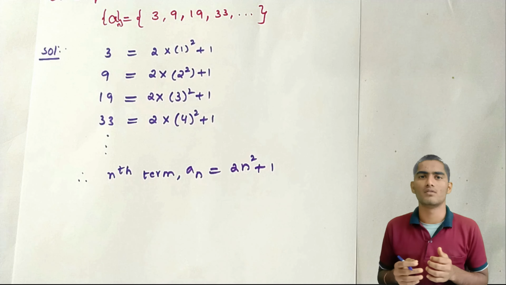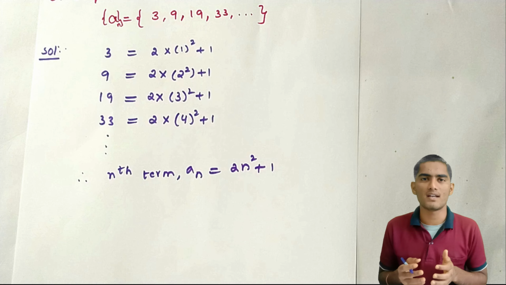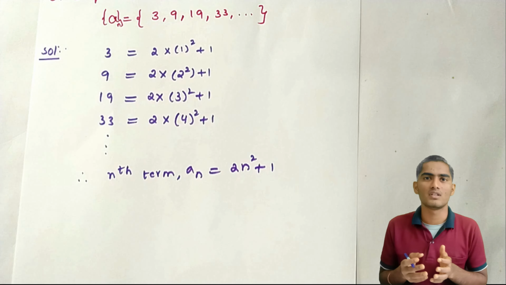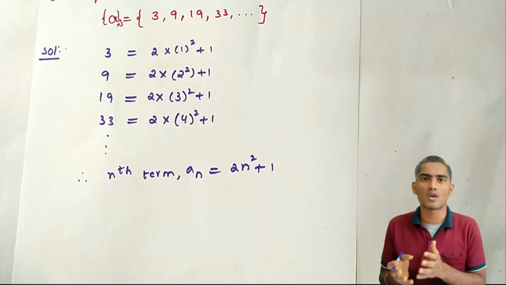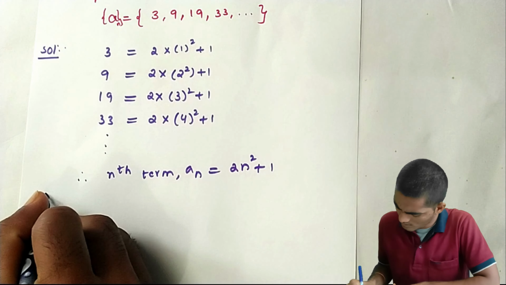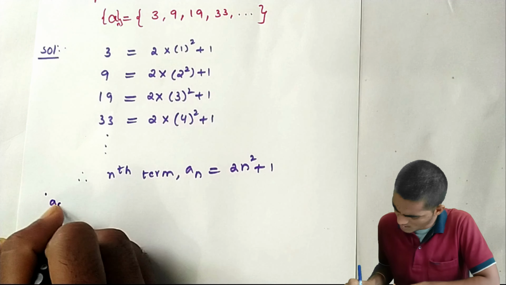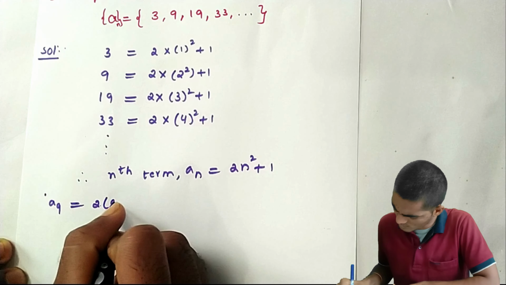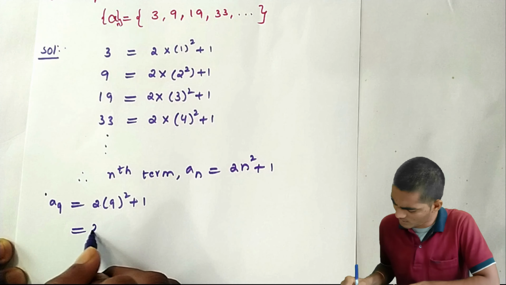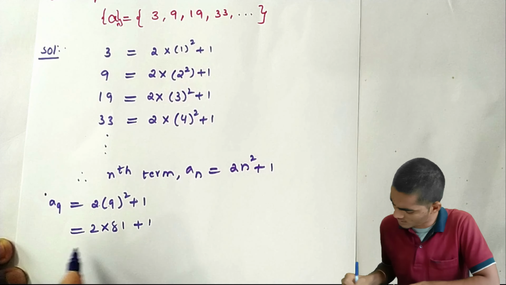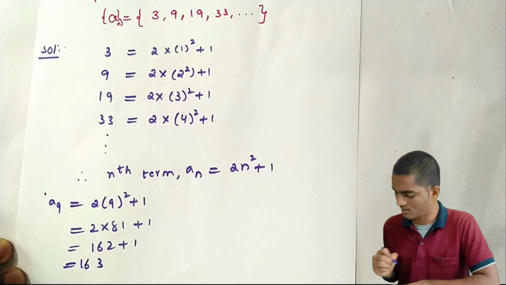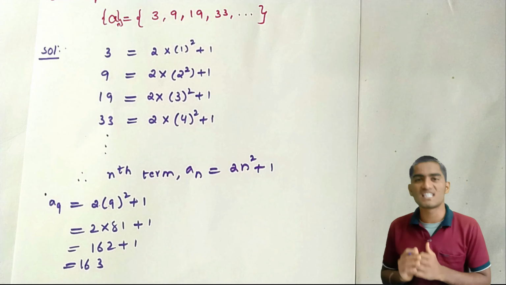Okay, for example, if you want to find the ninth term, substitute 9 in place of n in the nth term, 2n^2 + 1. Okay, let's see. Term a9 equals 2 into 9 square plus 1. 9 square is 81, plus 1, 2 times 81 is 162, plus 1, 163. The ninth term is 163.